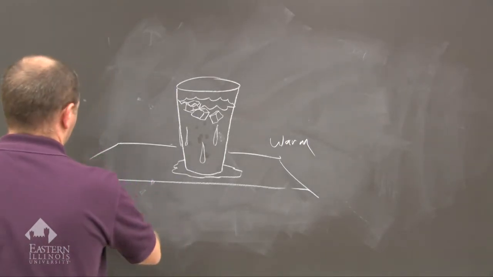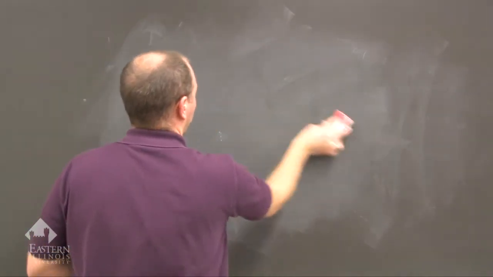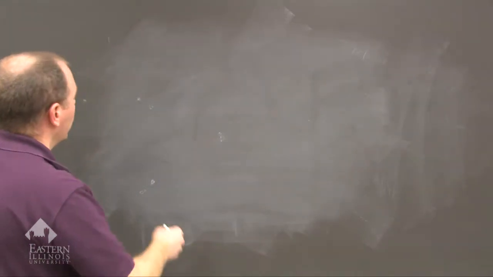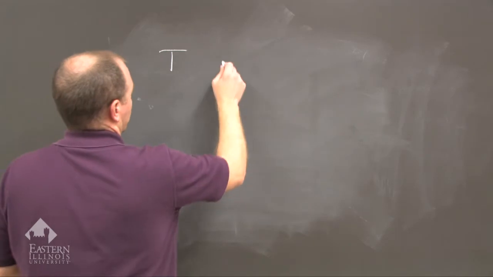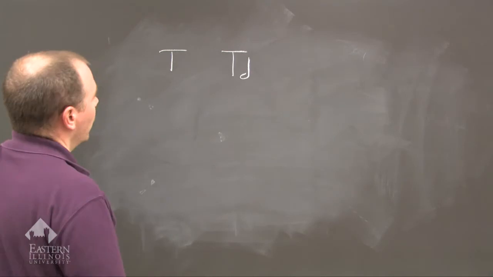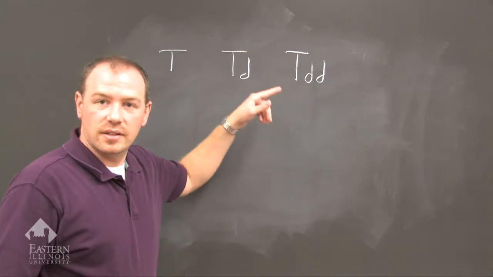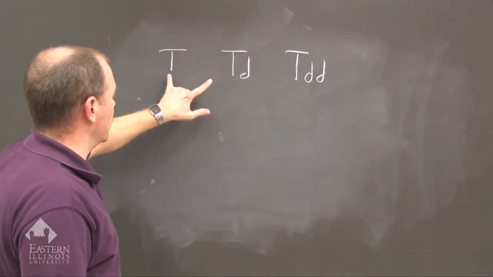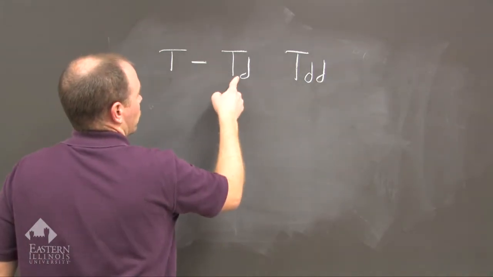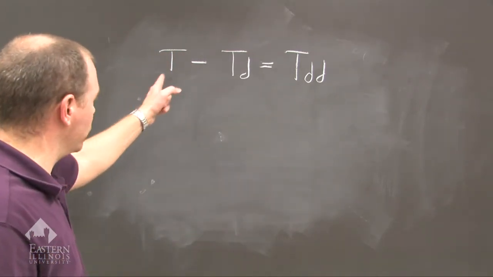All right, so let's look at some numbers here and talk about points of saturation, or where condensation can occur. So we have temperature. T is temperature. Then dew point is TD. And then TDD is dew point depression, which is the difference between temperature and dew point. So as an equation: temperature minus dew point equals the dew point depression.